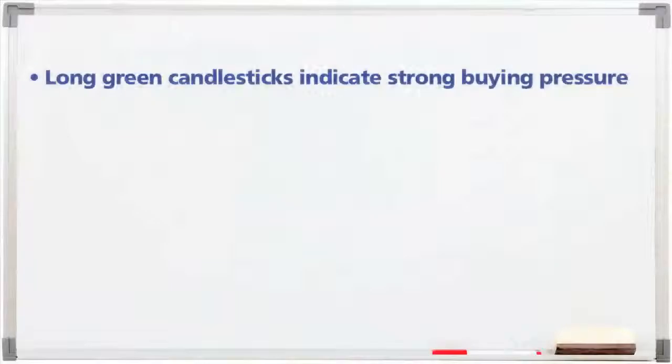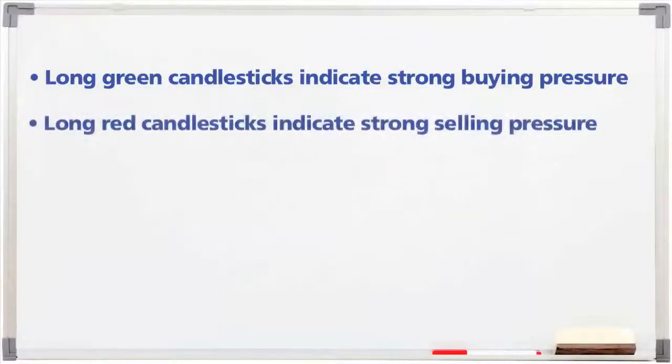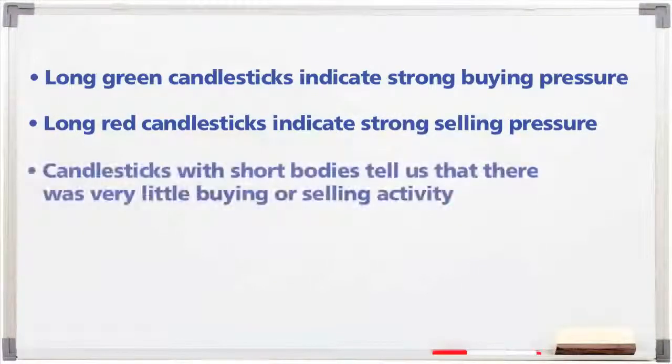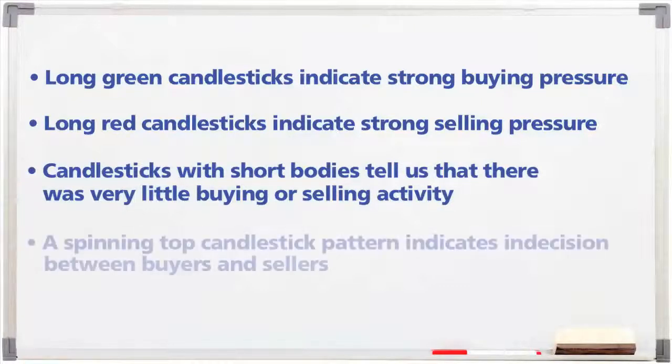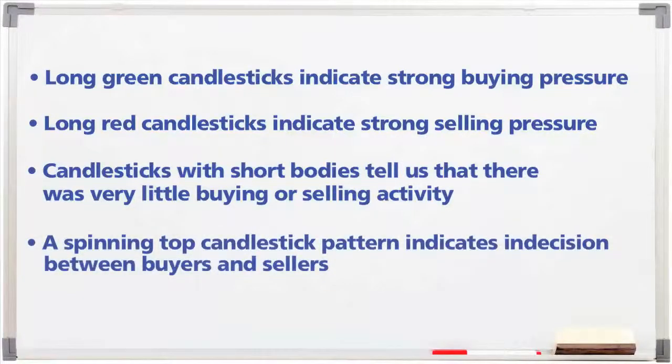Long green candlesticks indicate strong buying pressure. Long red candlesticks indicate strong selling pressure. Candlesticks with short bodies tell us that there was very little buying or selling activity. A spinning top candlestick pattern indicates indecision between buyers and sellers.